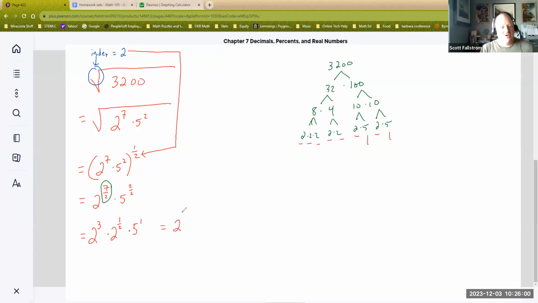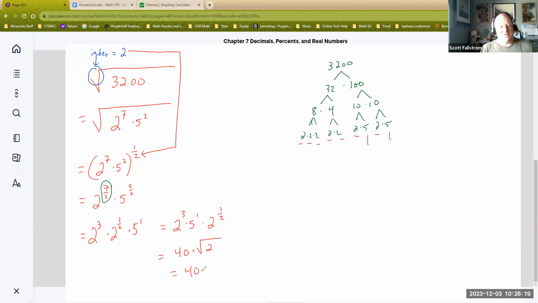This is 2 cubed times 5 to the 1st. And what is left behind is a 2 to the 1/2. And my final result would be 2 cubed, which is 8. 8 times 5 is 40. And 2 to the 1/2 becomes the square root of 2.